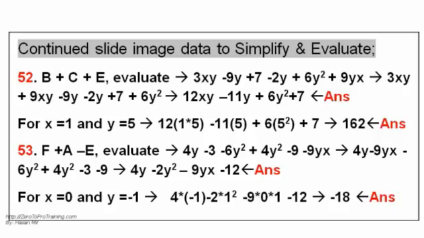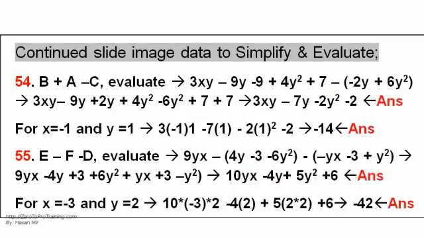Solve. 52. B plus C plus E is 12xy minus 11 plus 6y square plus 7, for x equals 1 and y equals 5, is 162. 53. F plus A is 4y minus 2y square minus 9xy minus 12, for x equals 0 and y equals minus 1 is minus 18. Next.